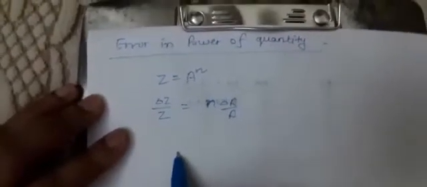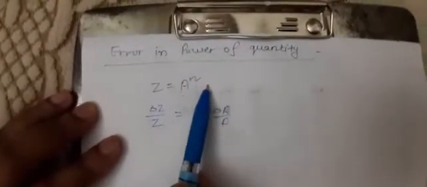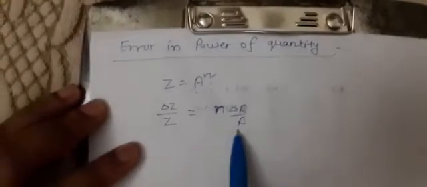So what is the basic rule here? Fractional error in nth power of a quantity is n times the fractional error in the quantity. Here the quantity is in terms of power, but the fractional error in the quantity will be given by n times the fractional error in the term A, whatever term we are using. So this will be the rule which you have to use.